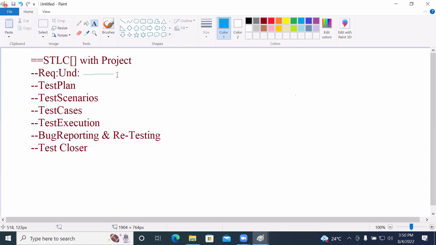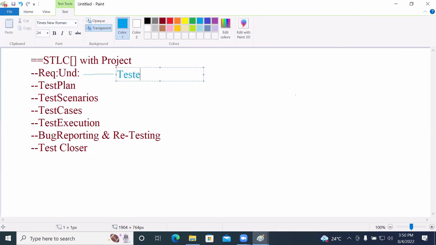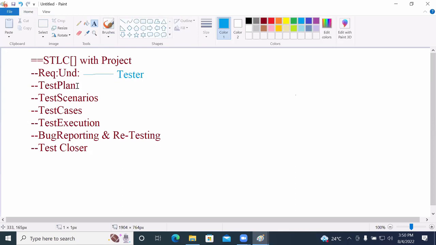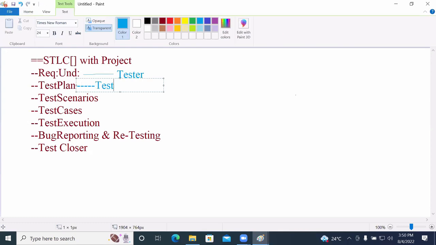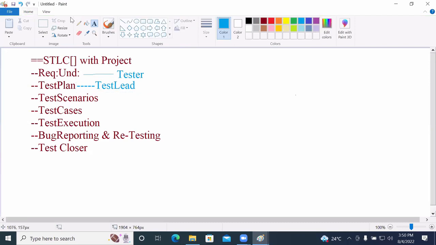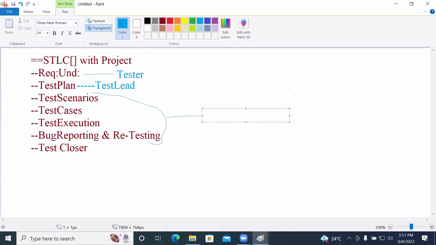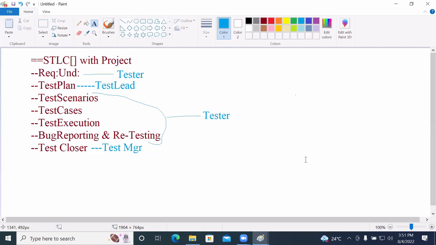Requirements understanding, tester. Test plan, test lead. Test scenarios, tester. Test closure, test manager. Okay, make a note of these things. Online students also make a note of those things.